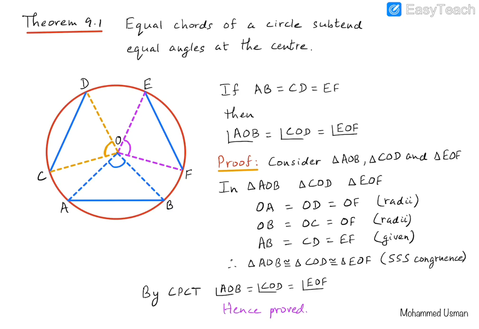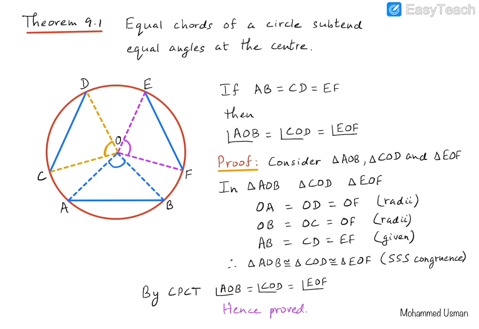Okay, so let's prove this. Given that the 3 chords AB, CD, and EF are equal to each other, then we should get angle AOB, which is this angle here, angle COD, which is this angle here, and angle EOF, which is this angle here. They should be equal. To prove this, let us consider the 3 triangles which are formed here. So triangle AOB is our first triangle over here. The second triangle is triangle COD. And the third triangle is EOF.